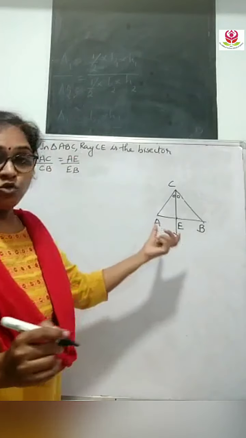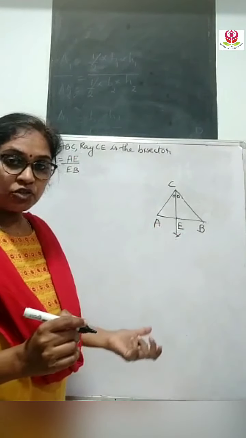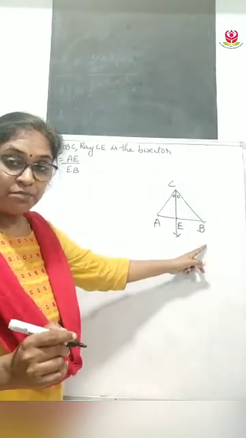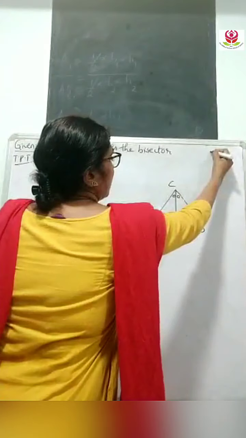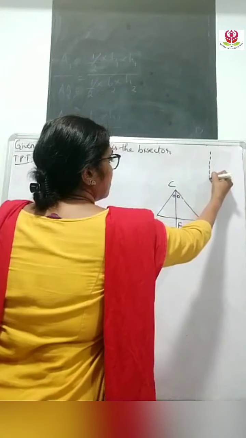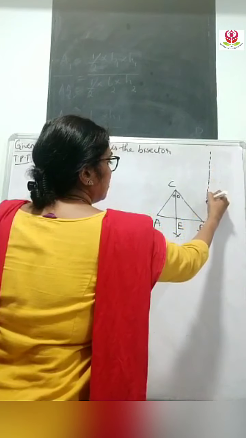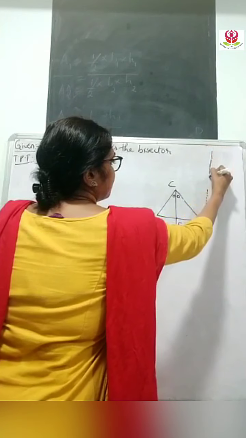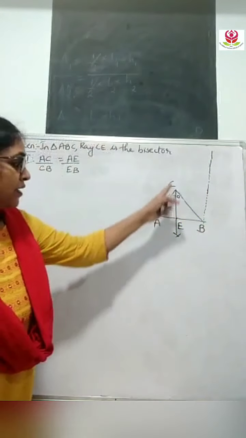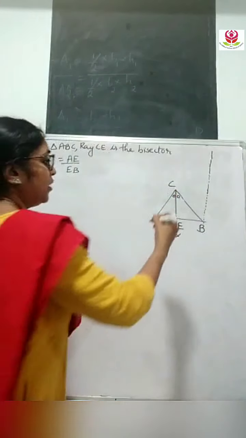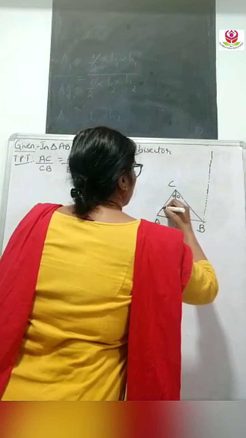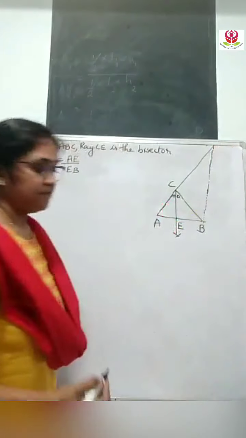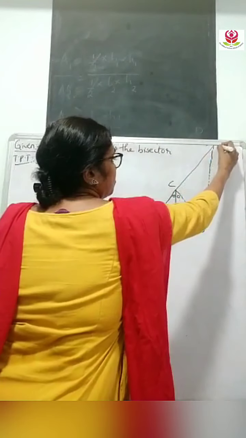Now to prove this, you have to do some construction, and the construction is you have to draw a line parallel to CE passing through point B. So let us draw a line parallel to CE passing through point B. Suppose this is the parallel line. You have to extend AC so that it meets the extended parallel line. It is meeting at, let us assume, point D.